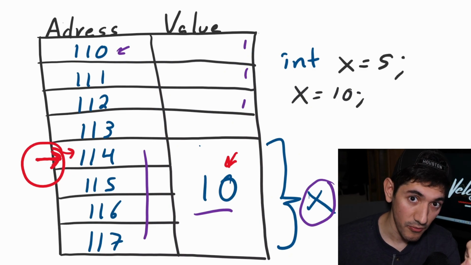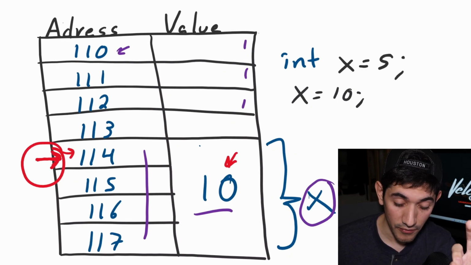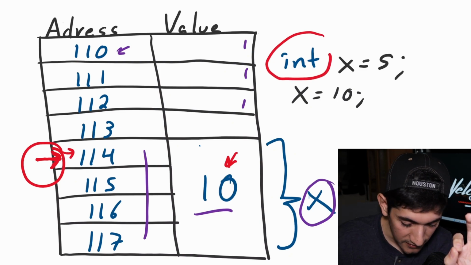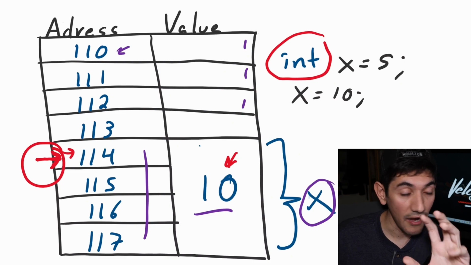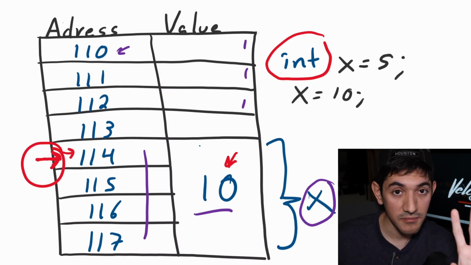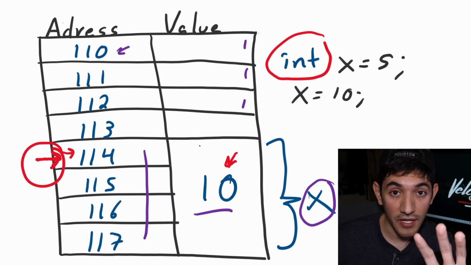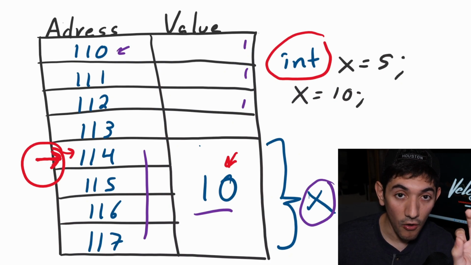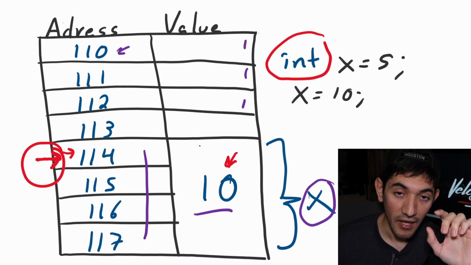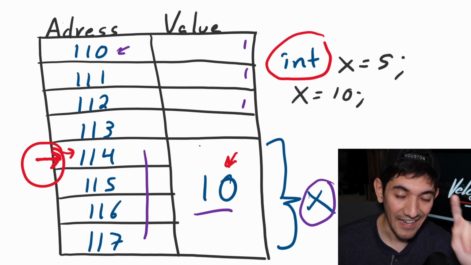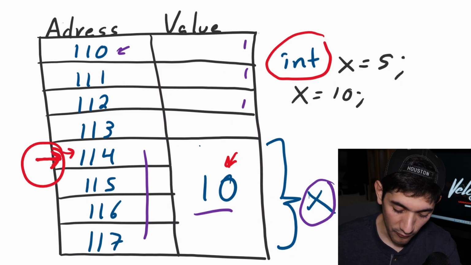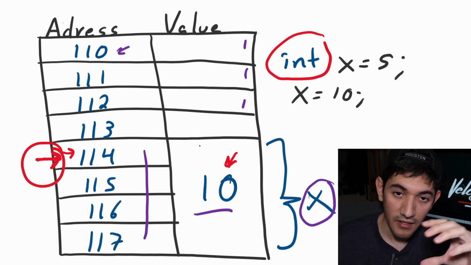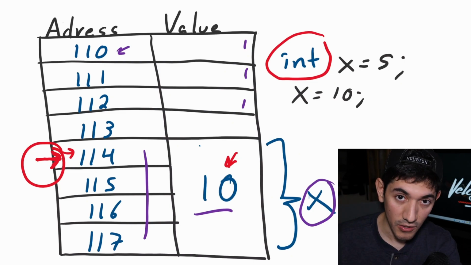Every single variable that you create, regardless of the data type. If the data type is a boolean, doesn't matter. Character, doesn't matter. If it's an array, doesn't matter. If it's an object that you created from a class, it doesn't matter. They all occupy a chunk of memory, and the first slot that they occupy is the address of that value. And we call that chunk of data the name of the variable. In this case, we called it X.